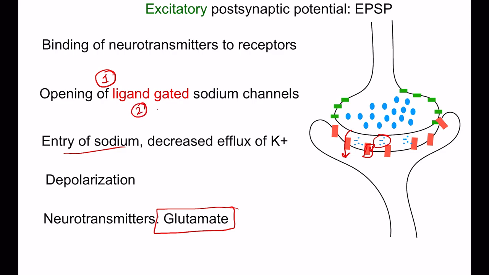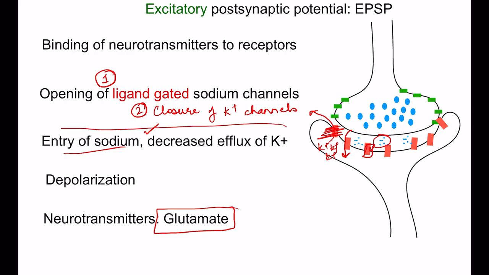The second mechanism can be closure of potassium channels. These potassium channels are open before, in the resting state, and the binding of the neurotransmitter causes their closure. In the open state, potassium might be continuously leaking from the cell. So when these channels close, potassium will not be able to leak out of the cell, and there will be potassium increase in the postsynaptic neuron, right? So a positive ion is being retained. That is the decreased efflux of potassium ions, and that can also lead to depolarization. So these are two mechanisms for depolarization or EPSP to occur: entry of sodium ions and decreased efflux of potassium ions.